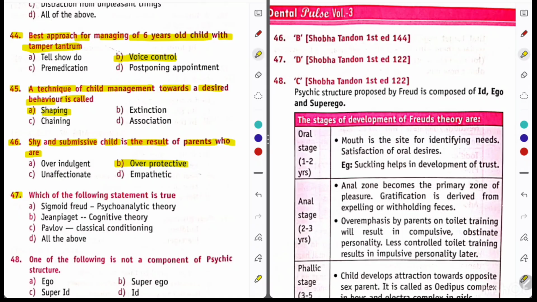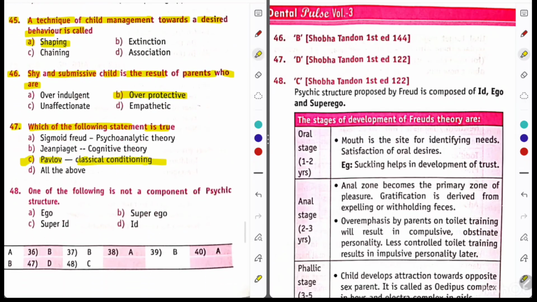Now question 47. Which of the following statement is true? Option A, Sigmund Freud, psychoanalytic theory. Option B, Jean Piaget, cognitive theory. Option C, Pavlov, classical conditioning theory. Or option D, all. So the answer is option C, Pavlov. Pavlov gave classical conditioning theory.